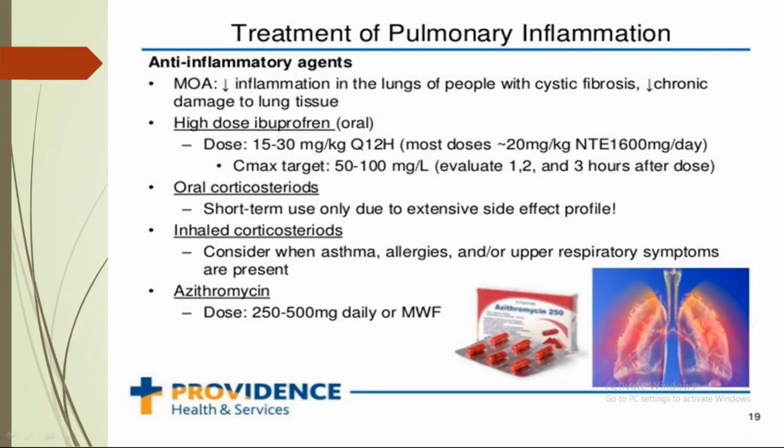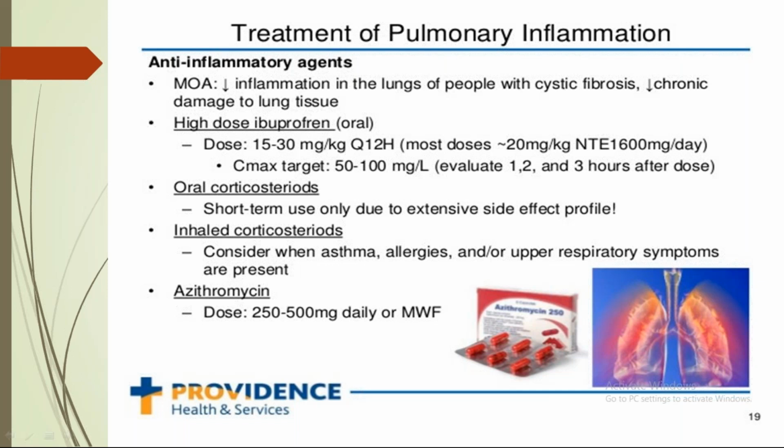And coming to the treatment of pulmonary inflammation, anti-inflammatory agents like azithromycin, ibuprofen, and steroids will be used. Coming to the action of anti-inflammatory agents, their main mechanism of action is they will decrease the inflammation in the lungs and decrease the chronic damage to the lung tissue. The main anti-inflammatory agents used are ibuprofen, steroids, and azithromycin.